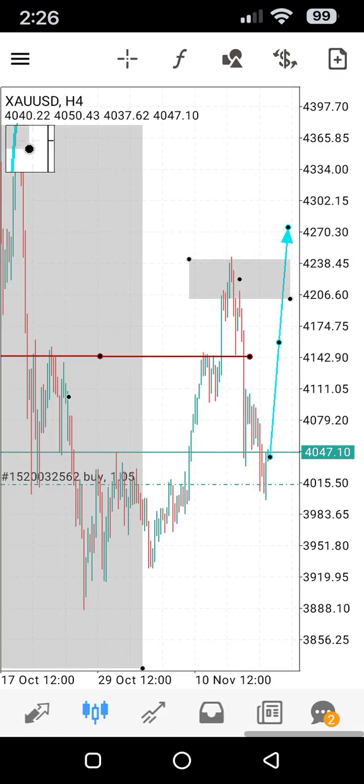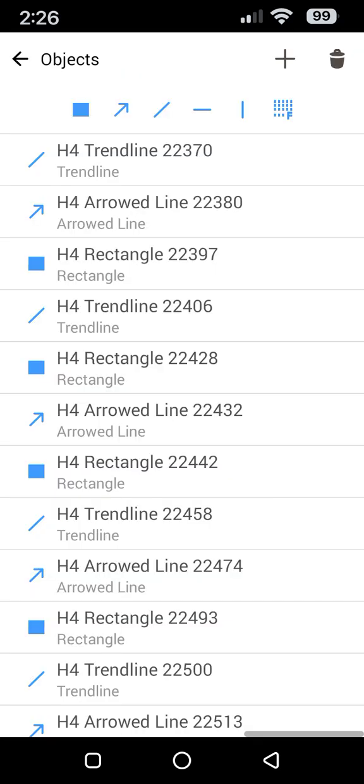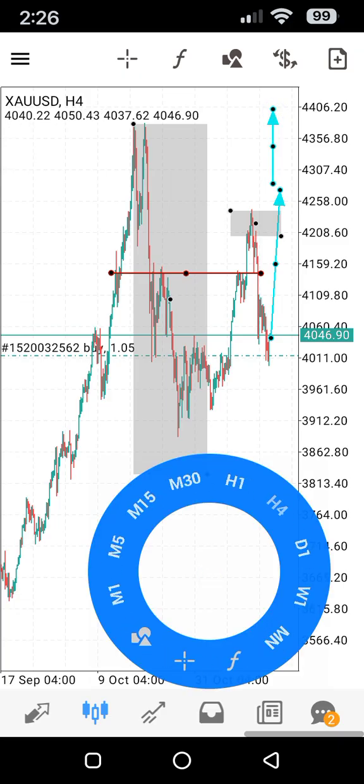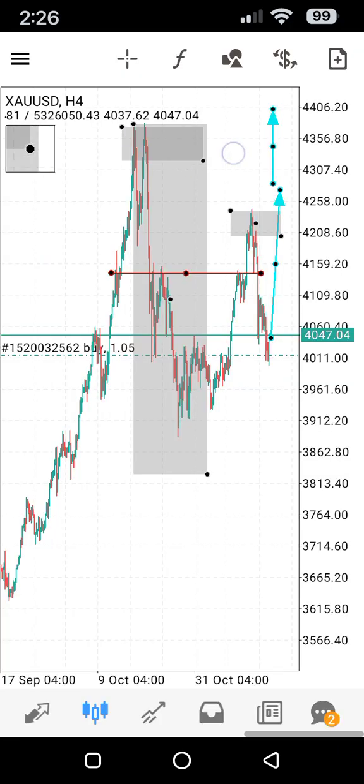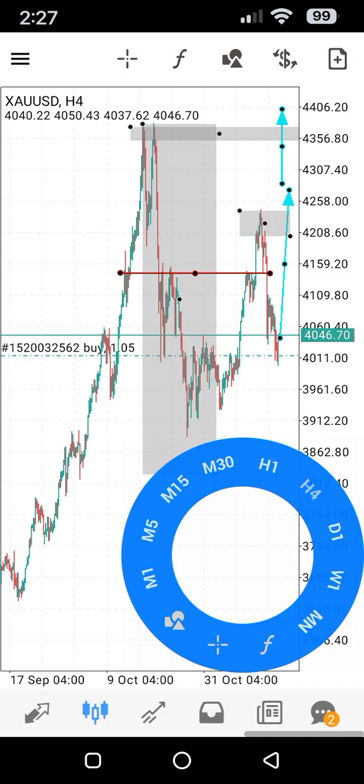We can have a move to push all the way to the top and create a new higher high. This was the first take profit, and this will be the second take profit. So because of that, I would be holding this trade a little bit longer than usual. I'll be holding it until we make a new higher high.